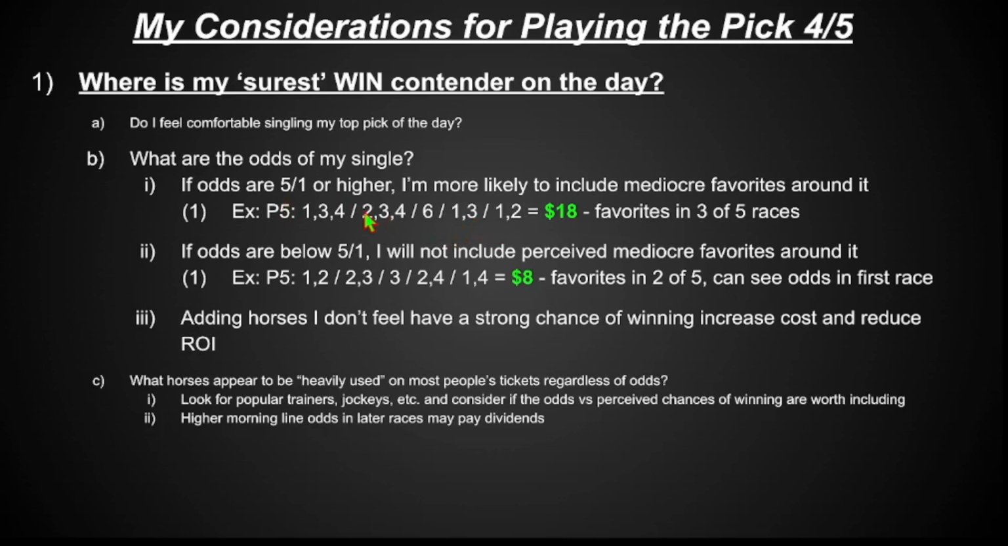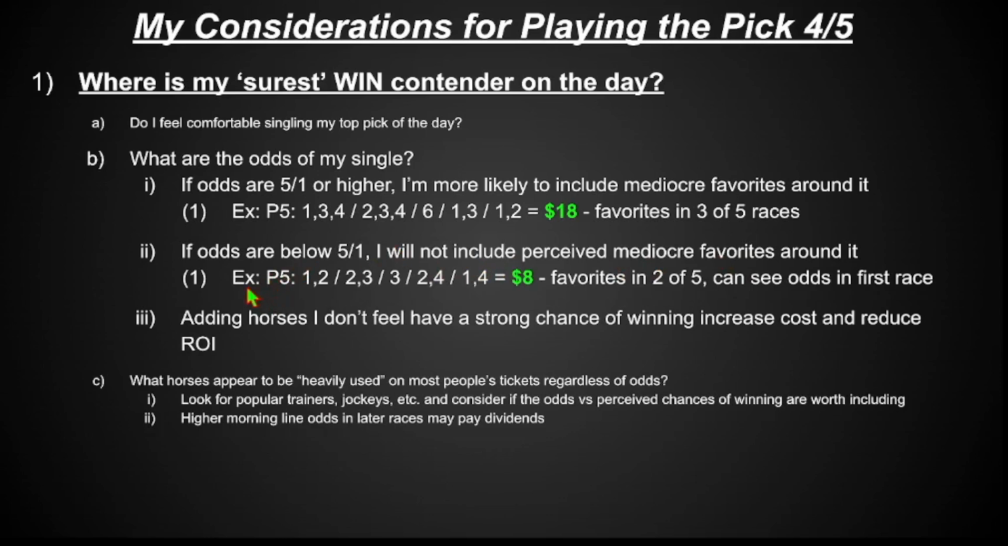I'd hate to lose to a morning line favorite if my 6 to 1 comes in. So if they seem like they could win, even though I'm not a strong proponent of them, I might include them on tickets if my top pick of the day is, say, 5 to 1, 6 to 1, or higher. If odds are below 5 to 1, I will not include perceived mediocre favorites around it. And there's kind of a gauging that you're going to have to do personally. I'm speaking generally, will not include, but you're going to have to gauge how strongly you feel about the favorites around the horse.